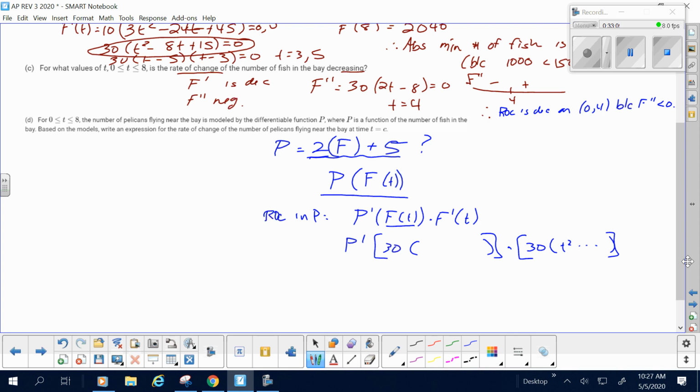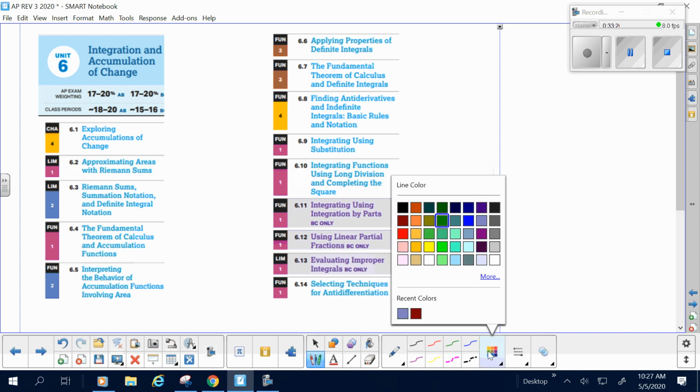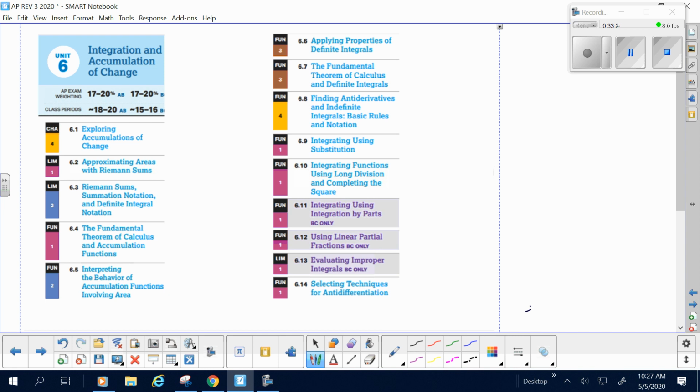All right, now get a snack before we go to Unit 6. All right, so here we go with Unit 6. Unit 6 is the introduction of the definite integral, or actually integration, not just the definite integral.